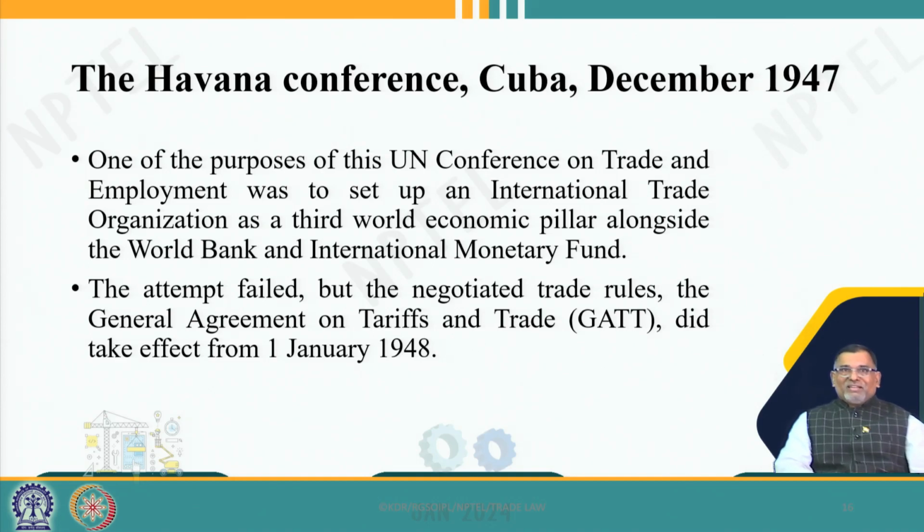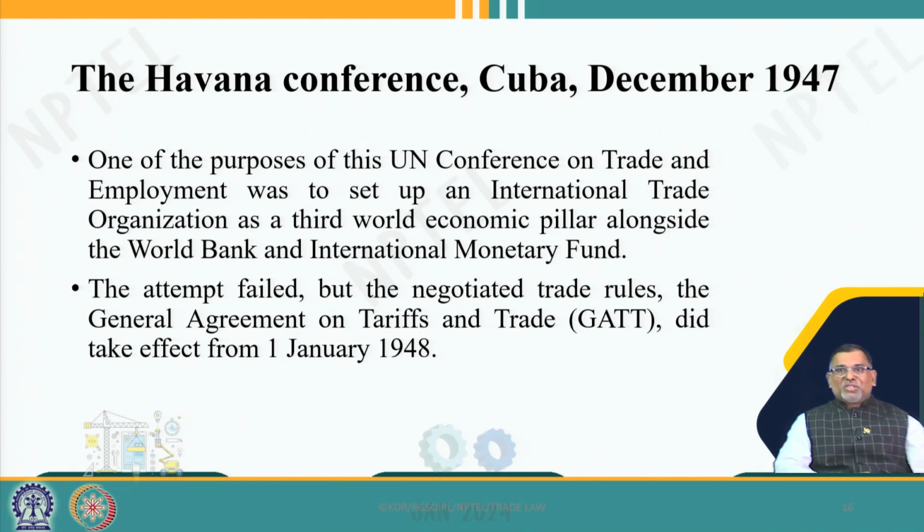So, you can see the Havana Conference. The Havana Conference happened in Cuba in 1947. They came out with the United Nations Conference on Trade and Employment. The basic objective was to form three organizations which we already talked about: the first was the International Monetary Fund, the second was the IBRD, the International Bank for Reconstruction of Europe, and the third was the ITO, the International Trade Organization.